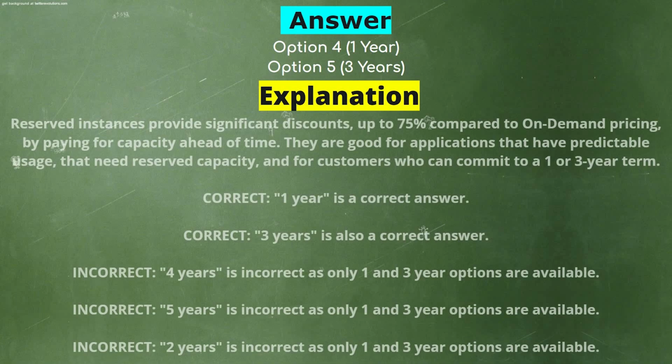Explanation. Reserved instances provide significant discounts, up to 75% compared to on-demand pricing, by paying for capacity ahead of time. They are good for applications that have predictable uses, that need reserved capacity, and for customers who can commit to a 1 or 3 year term. 1 year is the correct answer. 3 years is also a correct answer. 4 years is incorrect, as only 1 and 3 year options are available. 5 years is incorrect, as only 1 and 3 year options are available. 2 years is incorrect, as only 1 and 3 year options are available.